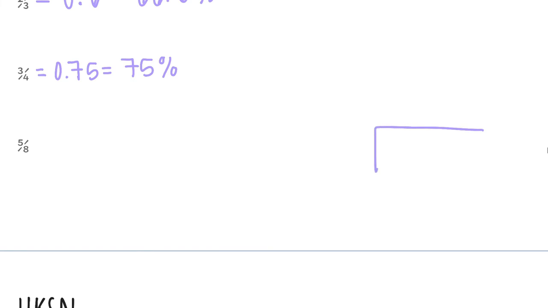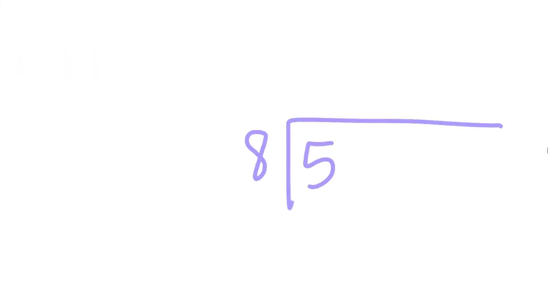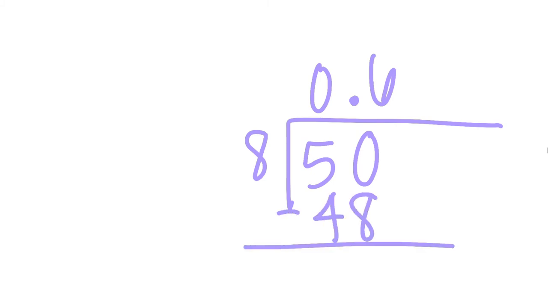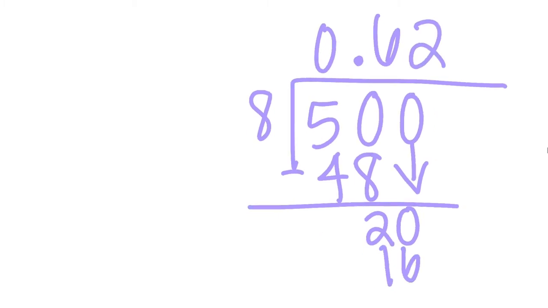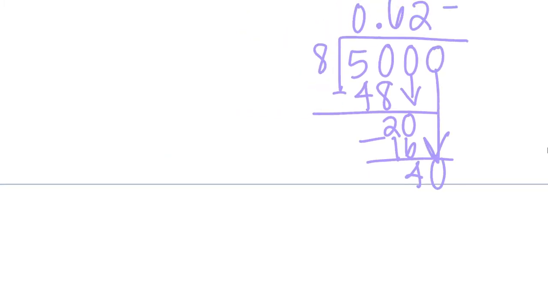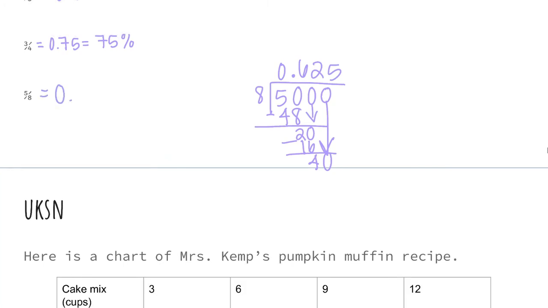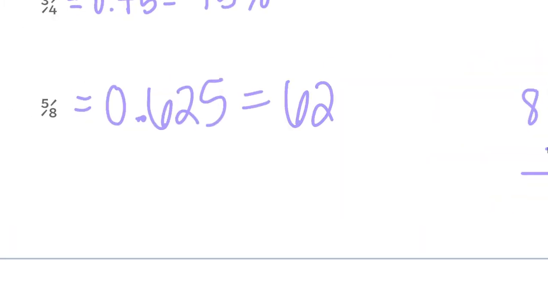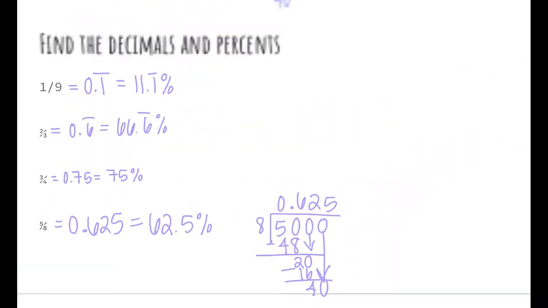5/8, again, that's the pattern we have to remember, 5 and 8. If you don't know, we can do it out. 8 goes into 50 6 times, which is 48. 8 goes into 20 2 times. And then 8 goes into 40 5 times. So 0.625. Not Nito. If I do Dr. Pepper, 62.5%.